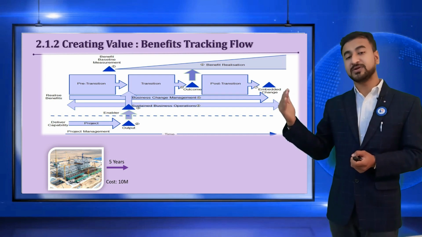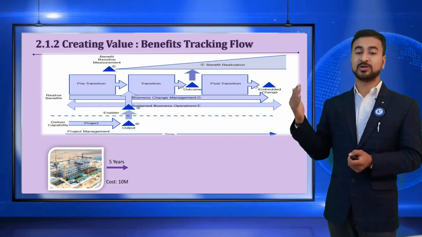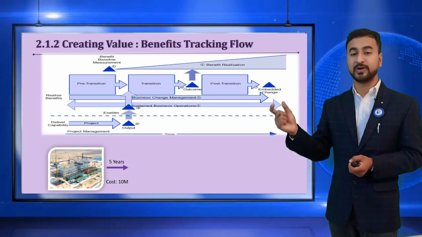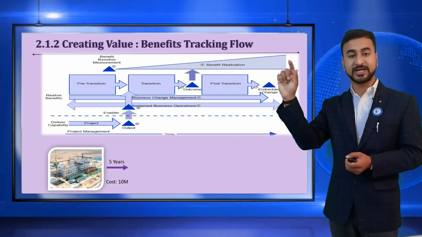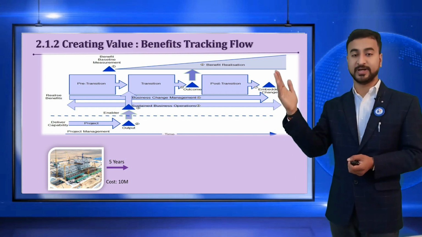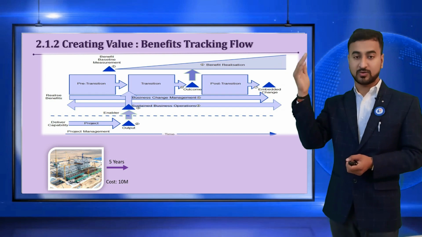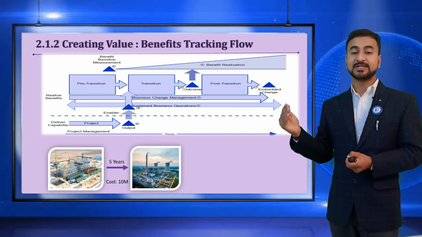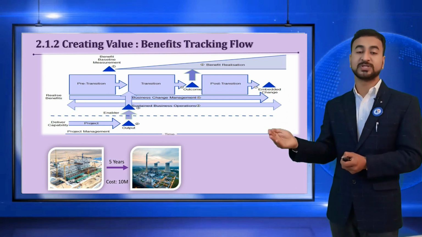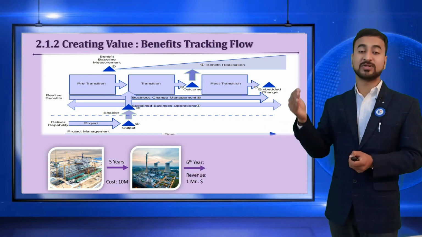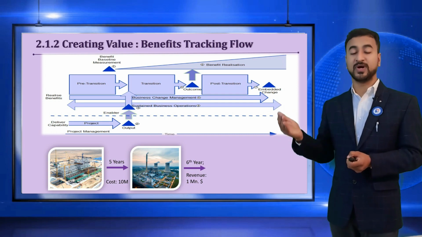During the 5 years of project execution, your revenue to the organization is zero, right? So it's showing a flat line over here. There is no revenue on the top. After the 5 years, once you complete your project and hand it over to the operations team, in the 6th year you get a revenue of 1 million.